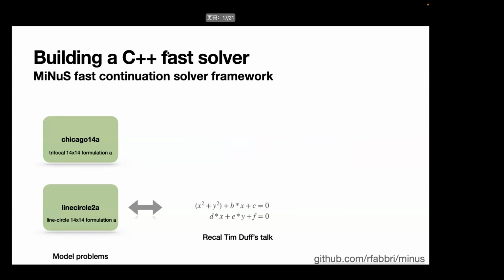The next one is the line circle 2A, which was also the one behind Tim's animation. What we have is just a system of 3 equations and 2 unknowns.